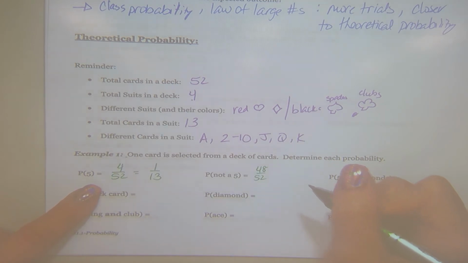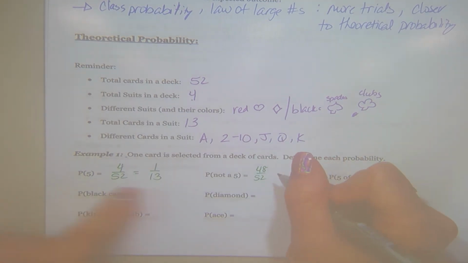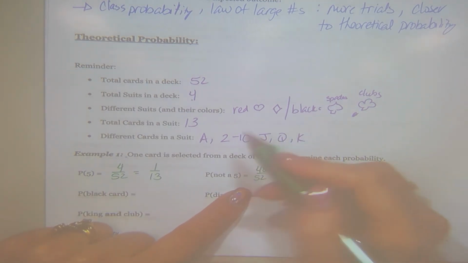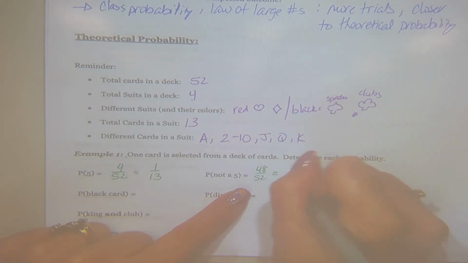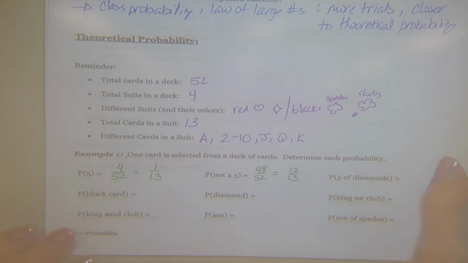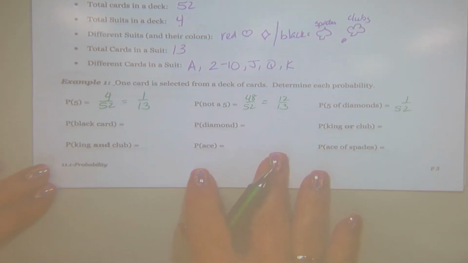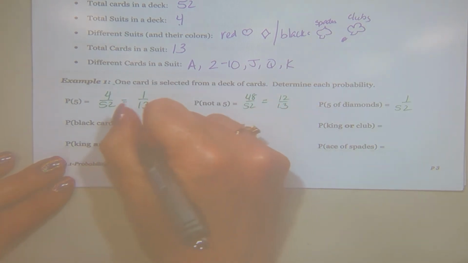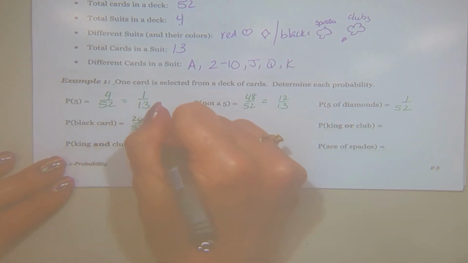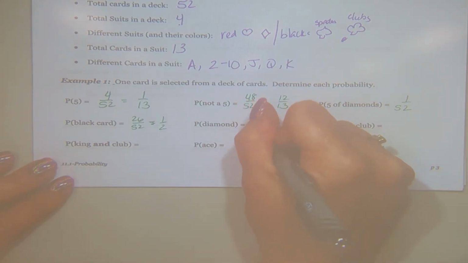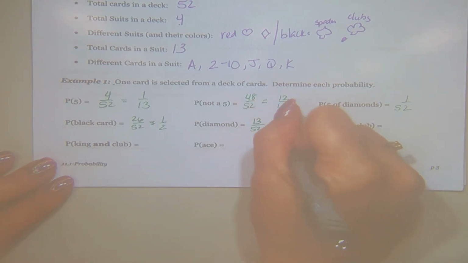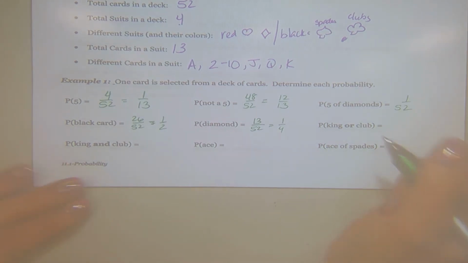If 4 of the 52 cards are 5s, all the rest of them are not a 5. So 52 minus 4 gives me 48 cards that are not 5s. There's just 1 5 of diamonds. Half of them are black. 13 of them, or a fourth of them, are diamonds.